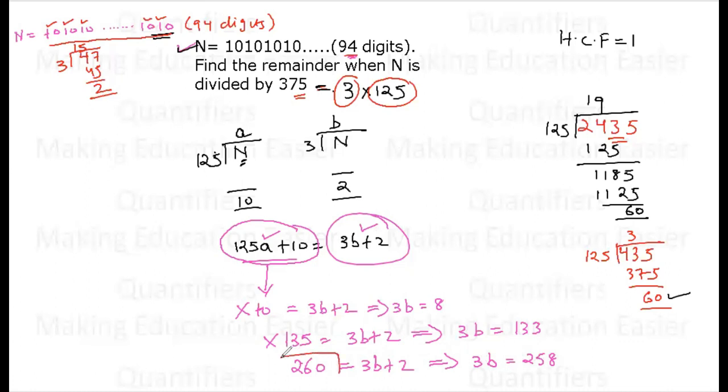260, it is the smallest number which is of the form 125a plus 10, and it is also of the form 3 into b plus 2. So students, 260 is going to be the answer.